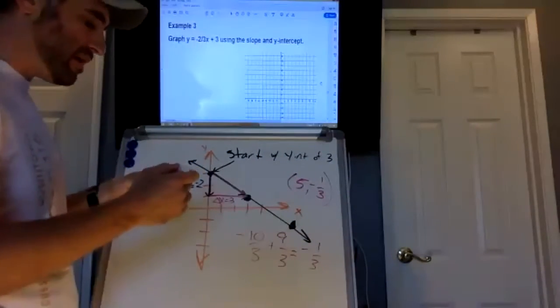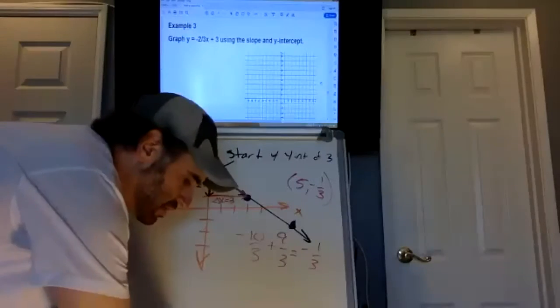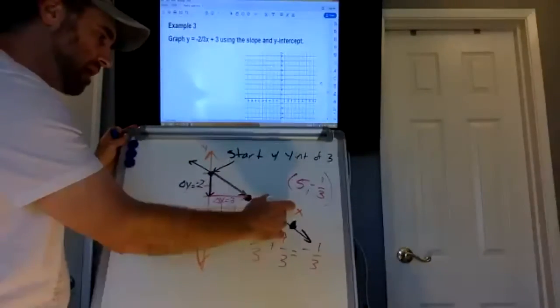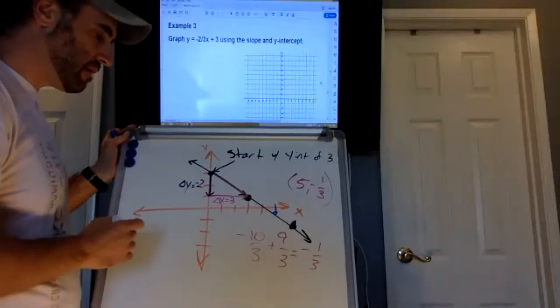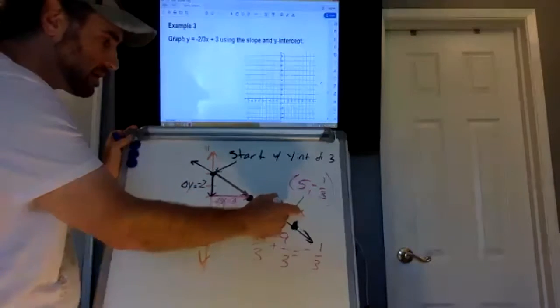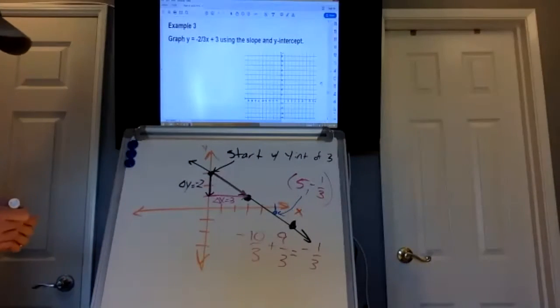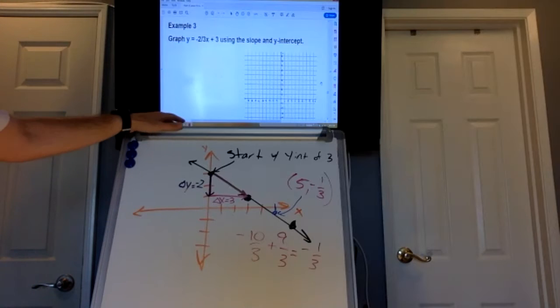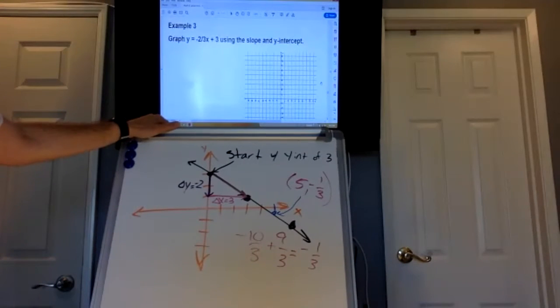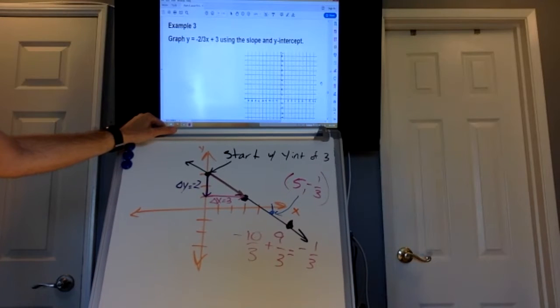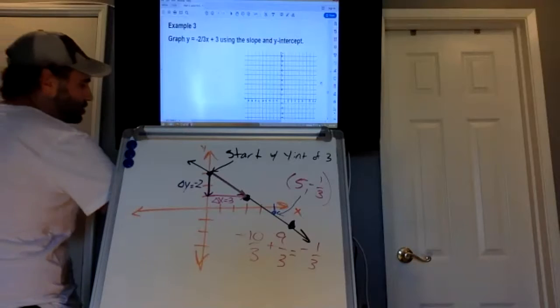That means that that point is on the graph, and you can check it. Here's 5, negative 1/3 would be about a third of the way down to that point, right? There's 5, negative 1/3 right there. It's on the line. It's a solution. And other questions about this? All right, moving on. Good job.